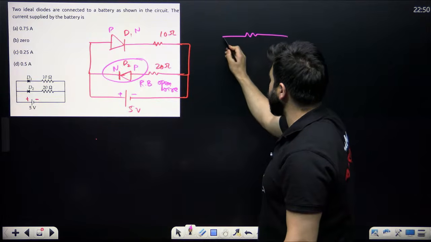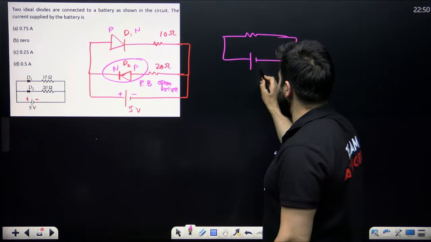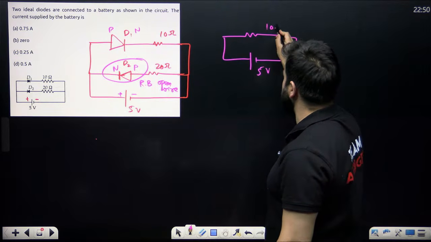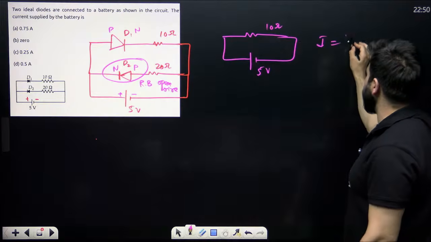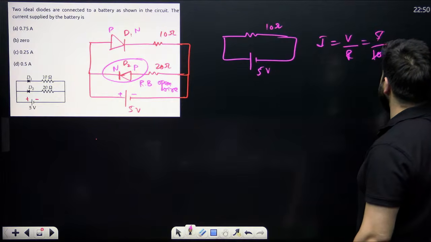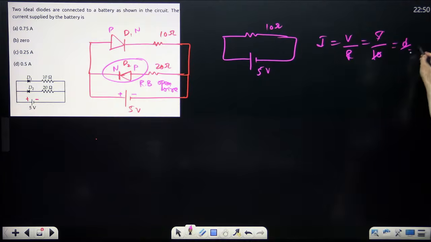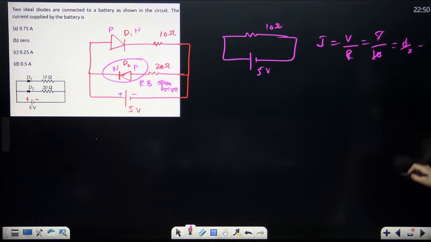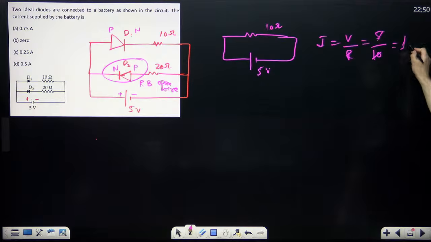So this is 10 ohm, this is 5 volts. We have to find the current. I is equal to V divided by R. V is 5 divided by 10. That is 0.5, 1 by 2. Simple, bro.